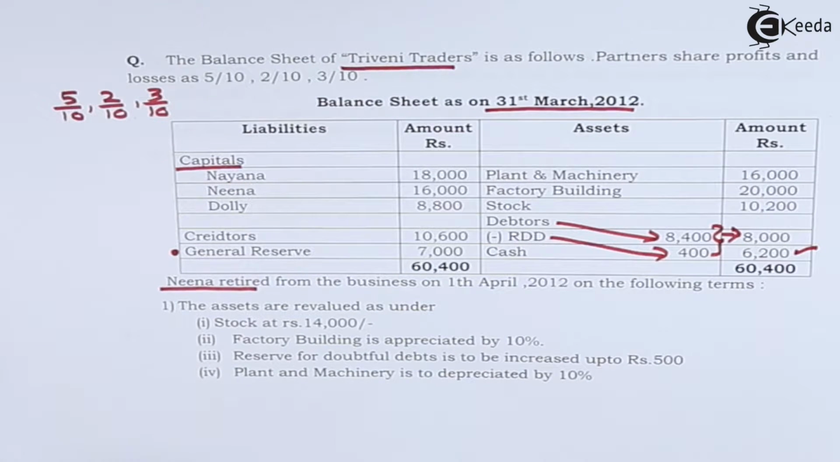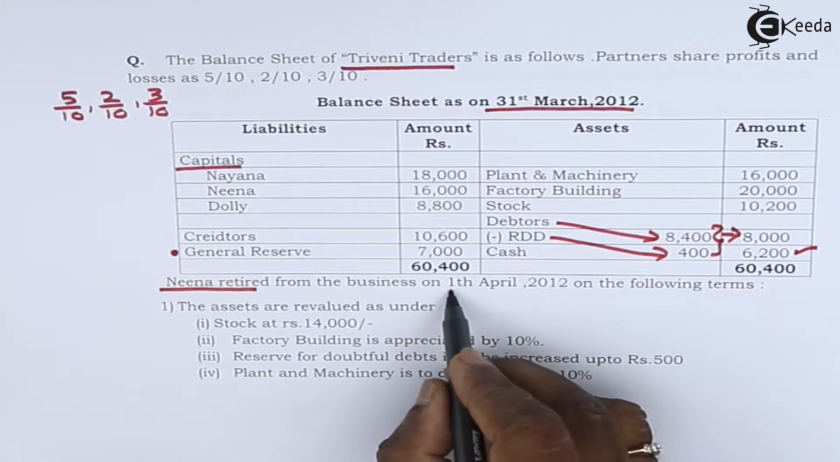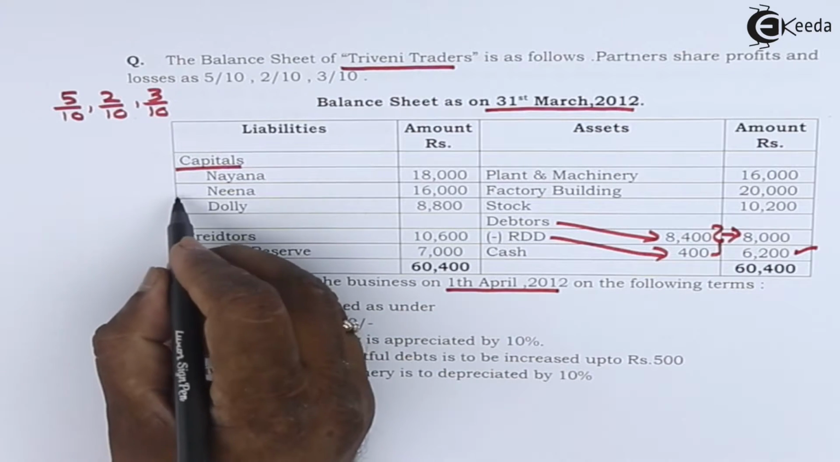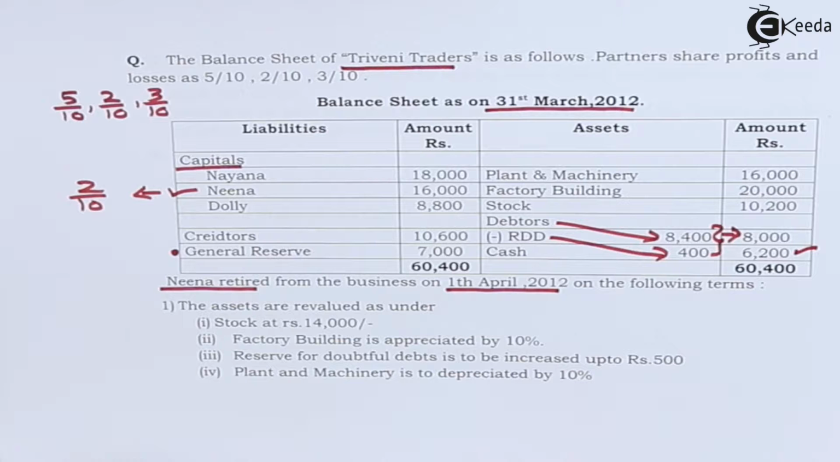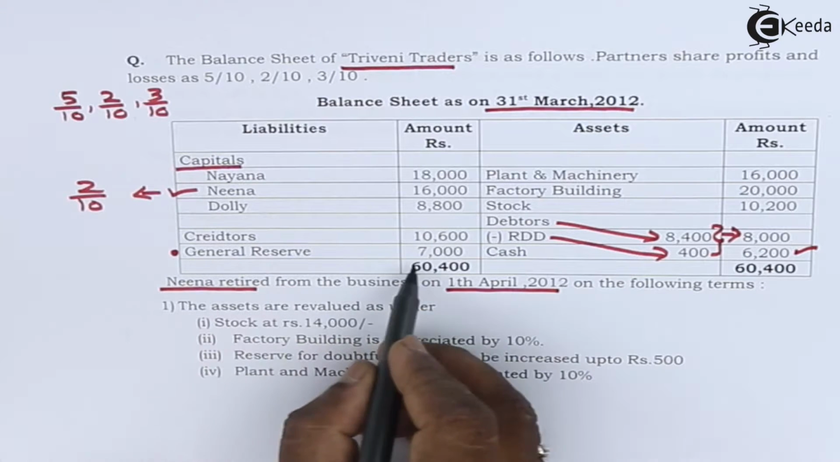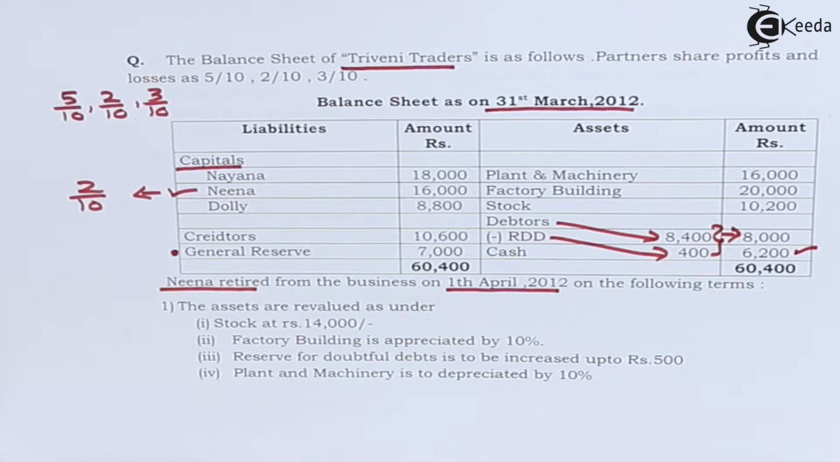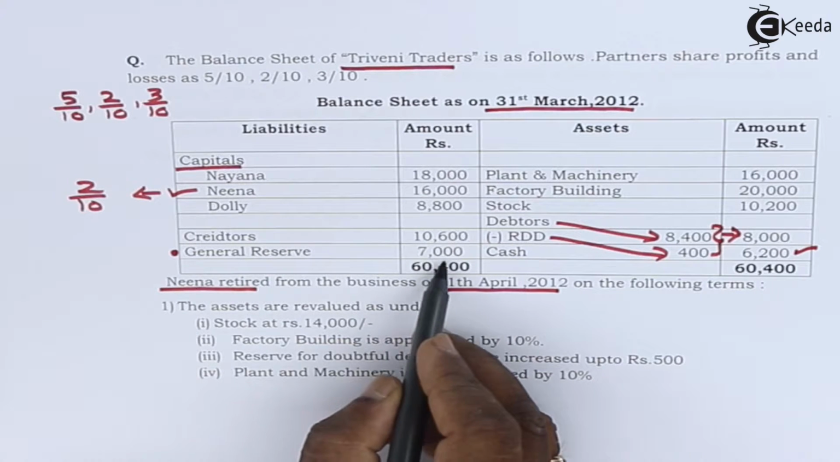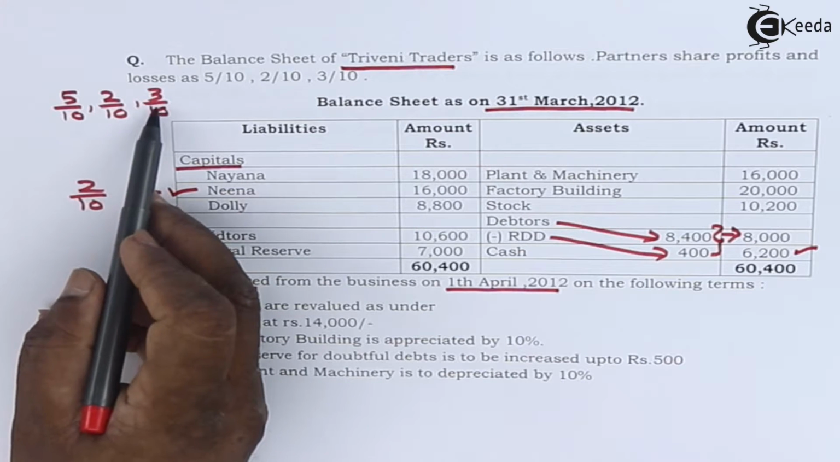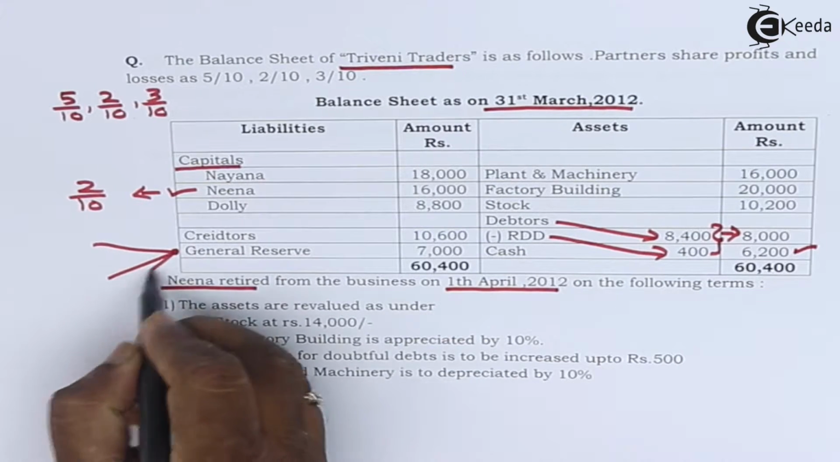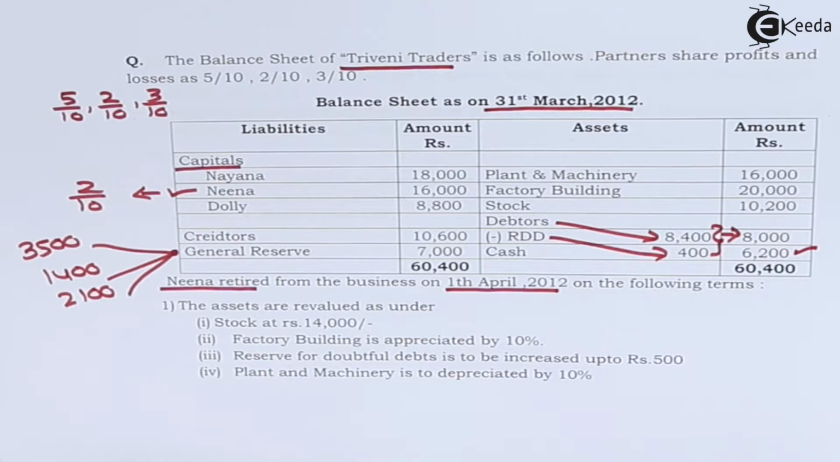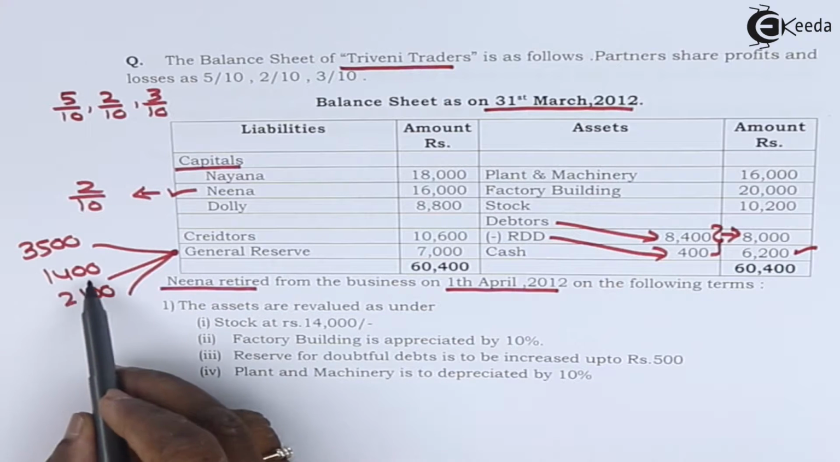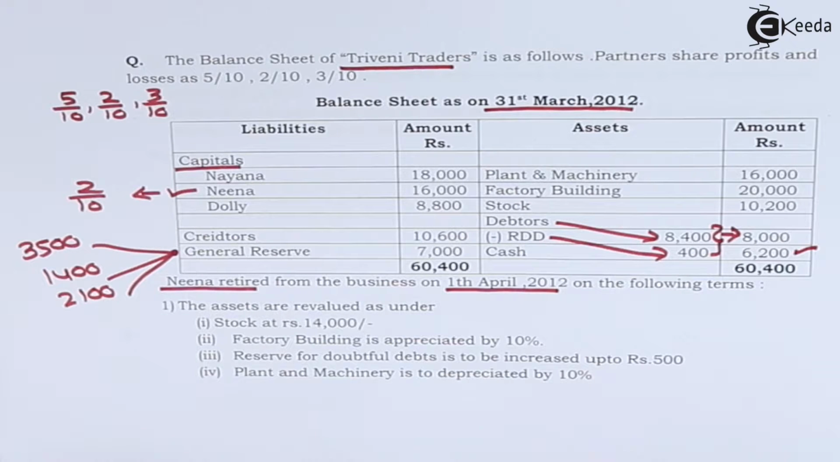Nina retired from business on 1st April 2012. Here we have Nina and her profit share is 2/10. In case of general reserve, which is 7,000, we are required to divide it in the ratio of 5:2:3. Nina's share is 1,400, which will be transferred to her capital account credit side.